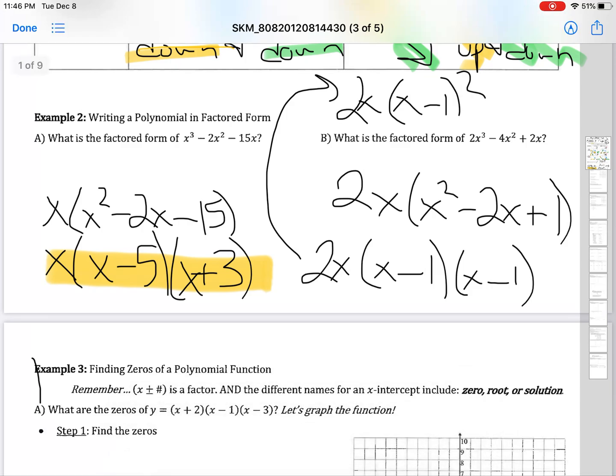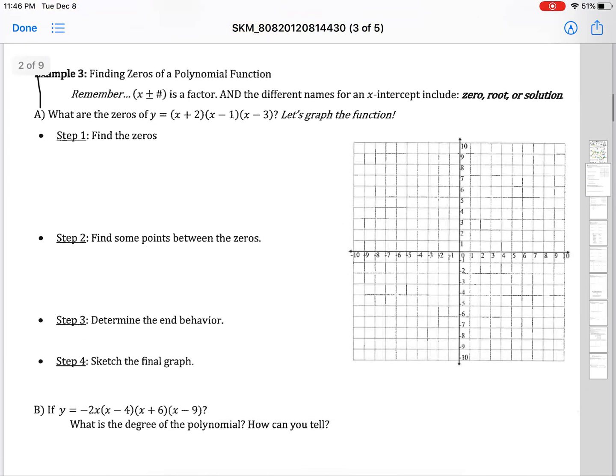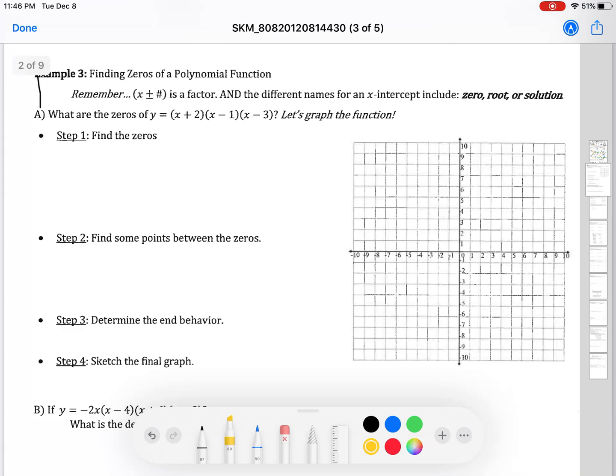All right, let's keep on moving here. Finding zeros of polynomial functions. All right, so here's what we remember. And now this is something that I had mentioned earlier in example 2. Remember, anytime we have a factor, and so this right here is what I'm talking about when I say a factor. This expression right there, just x plus a number or x minus a number, corresponds to the x-intercept, and there are different names for it. We talked about all of those names as well.